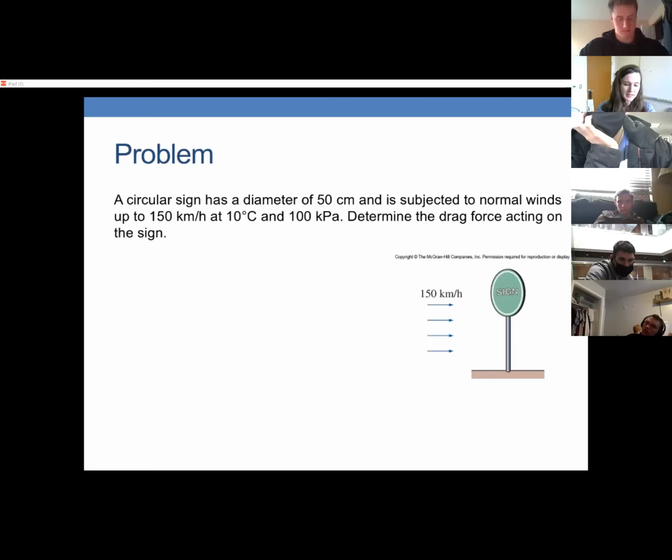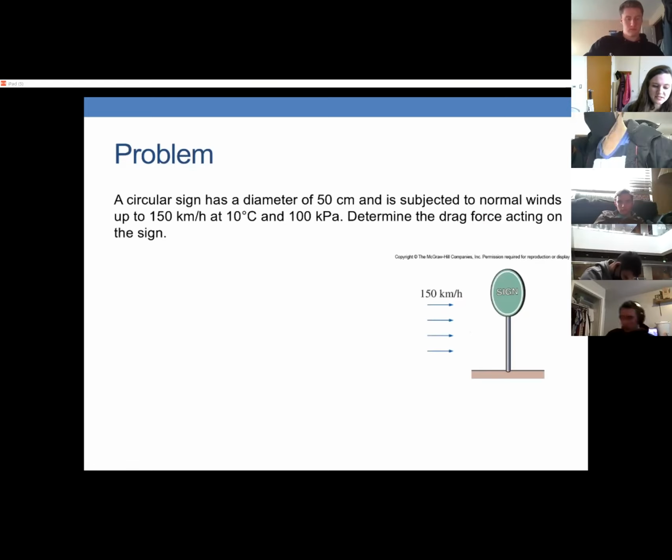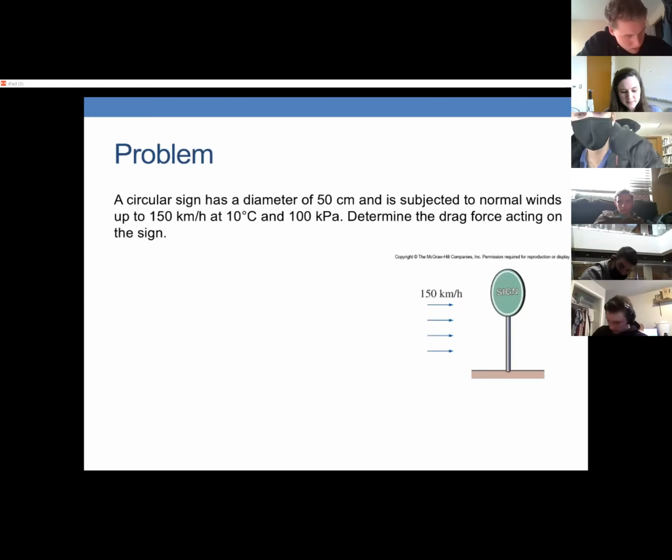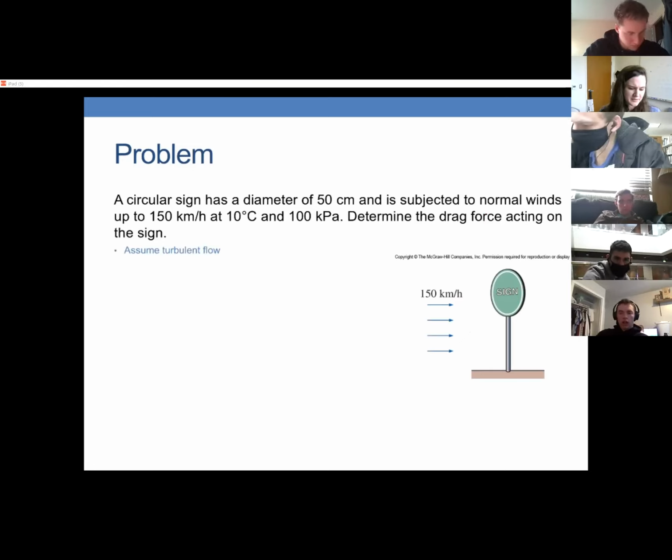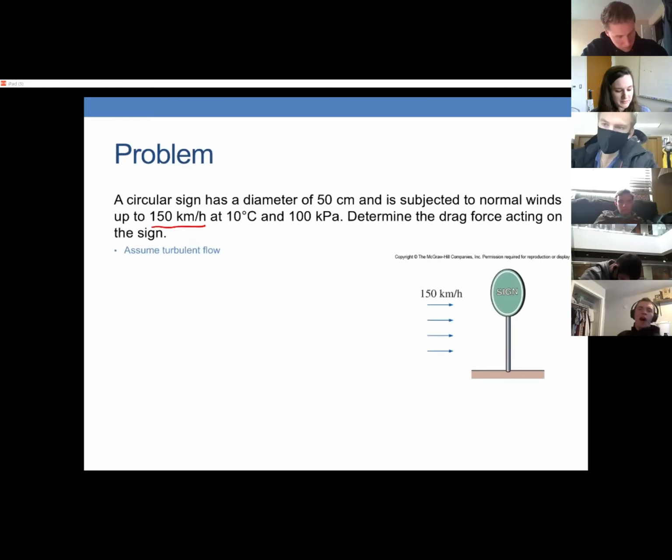All right, so we have a problem. A circular sign has a diameter of 50 centimeters and is subjected to normal winds up to 150 kilometers per hour at 10 C and 100 kilopascals. So it's a little cold. Determine the drag force acting on the sign. The first thing I would do here is assume turbulent flow, just because 150 kilometers per hour is really fast. So I'm going to assume turbulent flow.